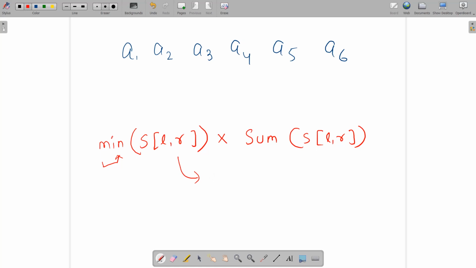Okay, we need to compute all those subarrays and find out the sum of the required subarrays, and we will multiply that sum that we have found with this minimum element, and that will be our answer corresponding to this current minimum element. Okay, if you are not getting this, no need to worry about. Let's take an example and understand how it will work.